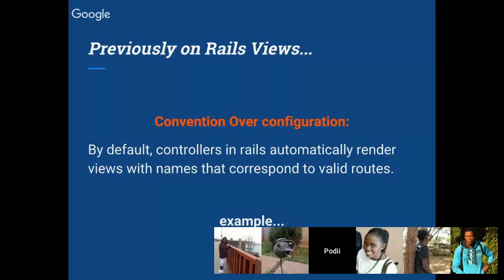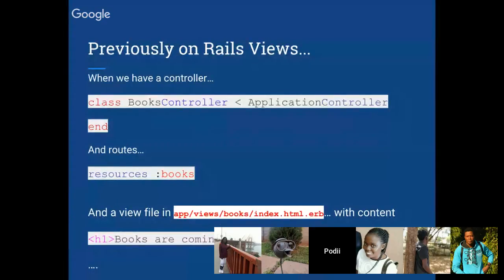So here's an example. This is what Sigu talked about last time. We have a controller, books controller. This less than sign just says that it inherits from application controller. And we have its routes, which are resources books. When I do resources books, as I talked about in Rails routes, it simply means that it contains all the routes that are linked to this books controller. So it could have the index, the show, the create, all those other resources that you can think of in the routes.